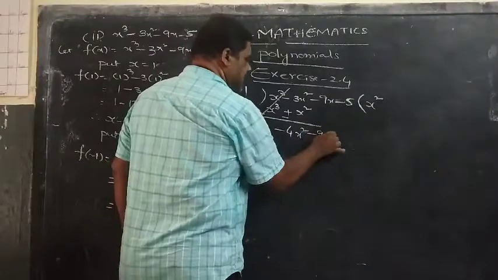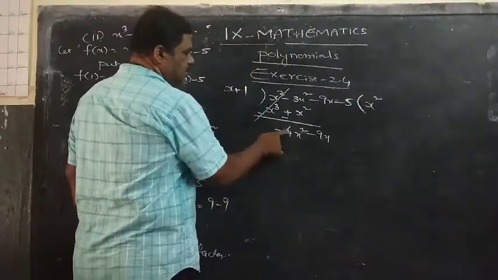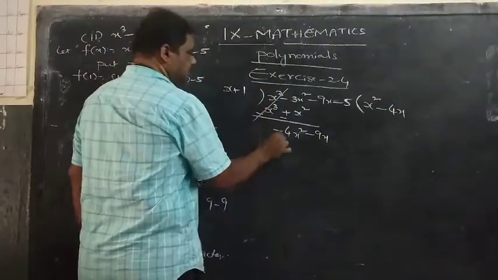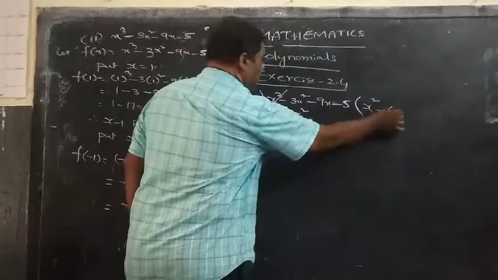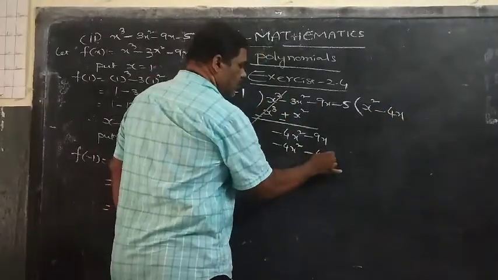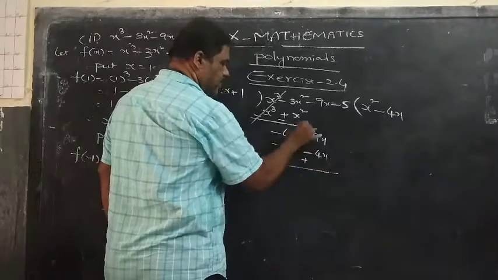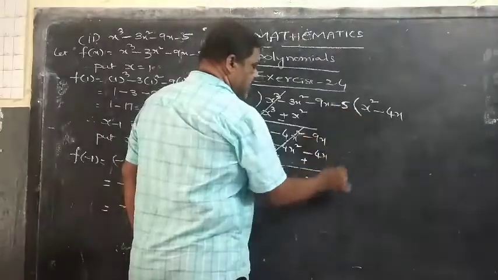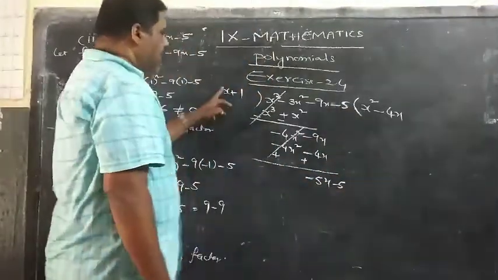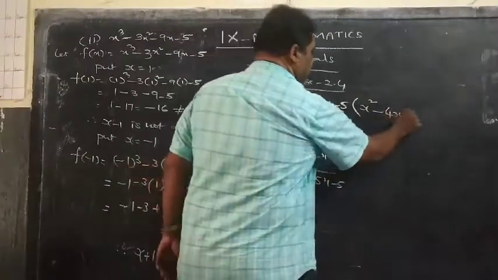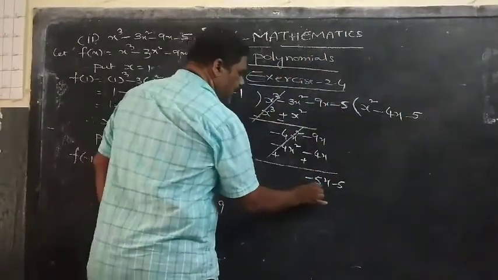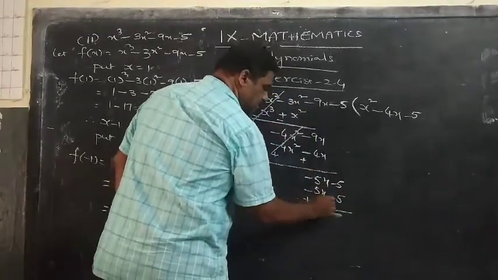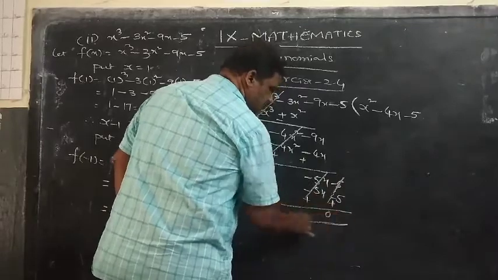This is minus 9x. Now x into how much is equal to minus 4x square? Minus 4x. Minus 4x into x is minus 4x square. Minus 4x into 1 is minus 4x. Minus 9x plus 4x is minus 5x. Take next term minus 5. Now x into how much is equal to minus 5x? Minus 5. So minus 5 into x is minus 5x. Minus 5 into 1 is minus 5. So subtract this. So we get the remainder 0.